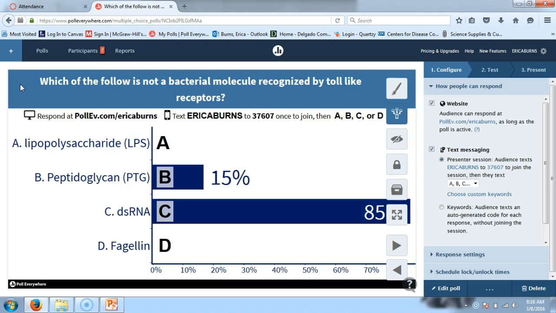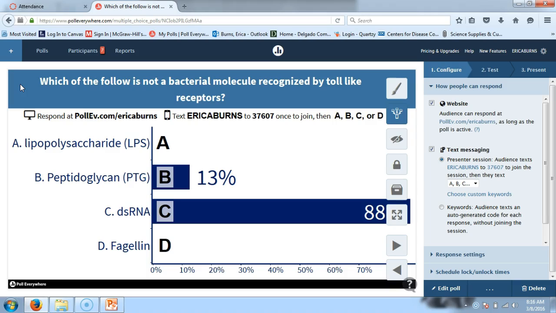A couple seconds more. This is good. This is good. 80%, well, it's changing, but 80 some odd percent of the class got it correct. Yay, pat yourself on the back. All right, so double-stranded RNA. Who has that or what has that? Viruses, right? That was our one distractor.